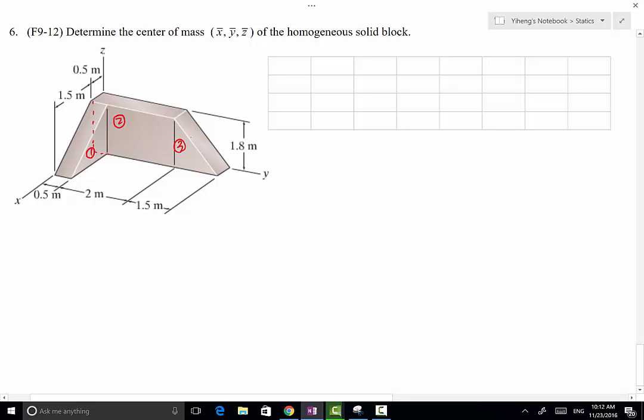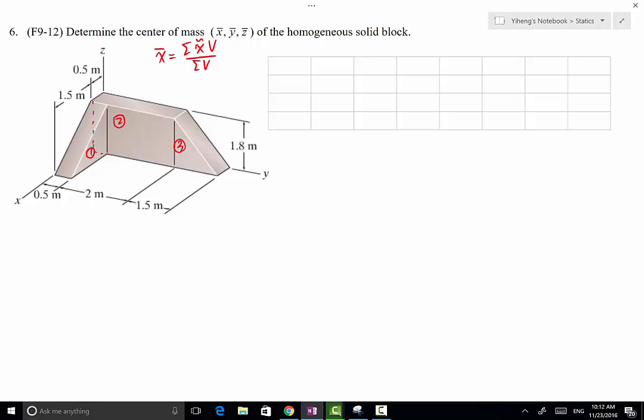And because it's a homogeneous solid block, therefore its mass center is the same as the centroid of its volume. And we can use the equation that x bar equals the summation of x tilde v divided by summation v, where v is the volume of the individual component body, and x tilde is the x coordinate of the centroid of the component body. And same thing with y bar and z bar.